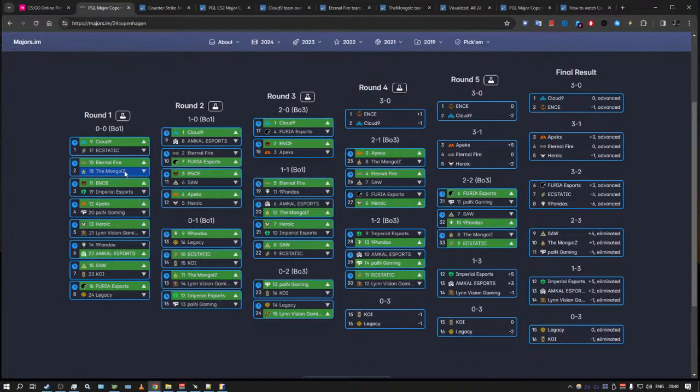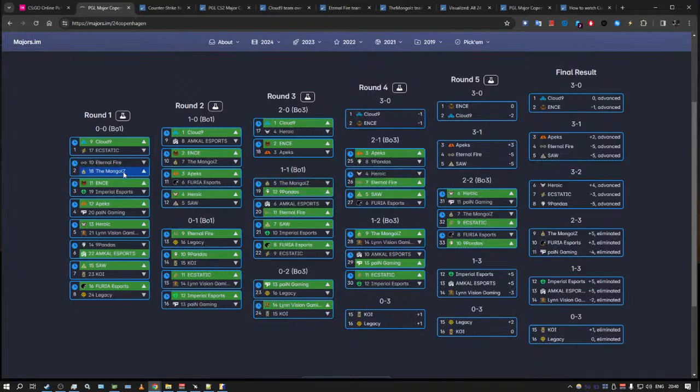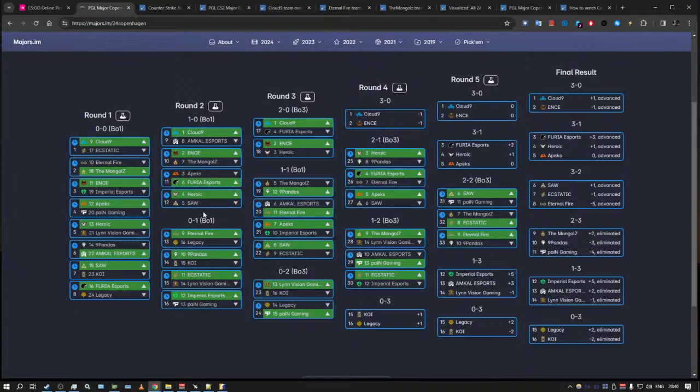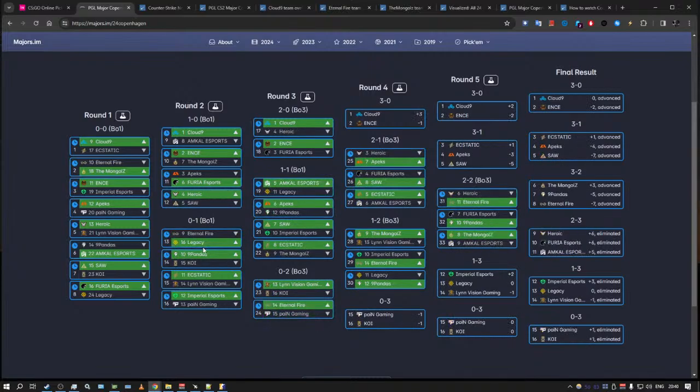what if Mongols here take the lead? Then we get Ants versus Mongols. Then we get Apex versus Furia. I think Furia will win probably. Heroic versus Saw. The rest of them.